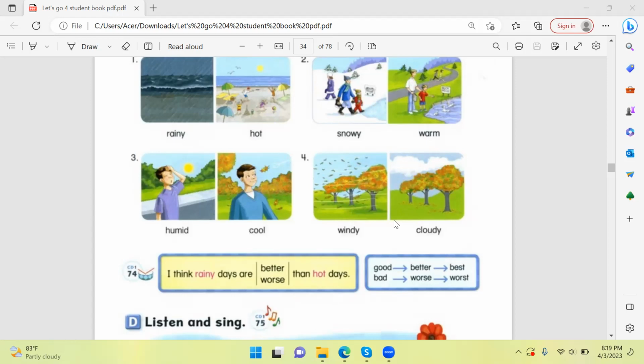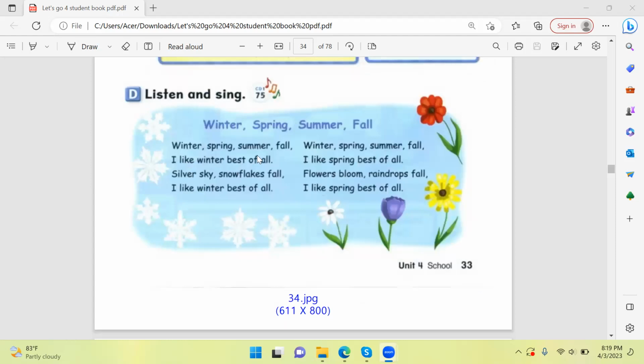So let's proceed now to another. Okay, this time we have here Listen and Sing. So can you please read the title first here? Winter. All right, it's winter. How about the next one? Spring, and summer, and fall. Okay, very good. So this is entitled Winter, Spring, Summer, and Fall. Okay, so can you please read here, start, and then up to this one?